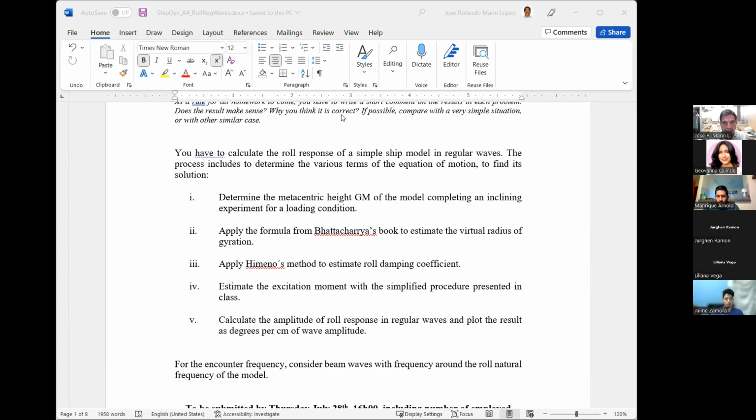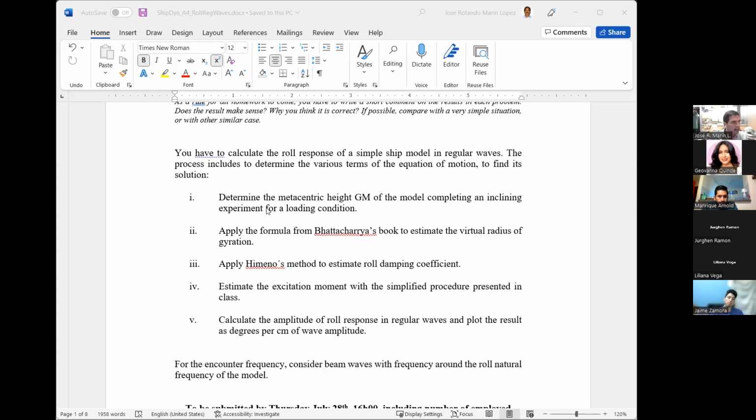The process includes determining the various terms of the equation of motion to find its solutions. So this point here will guide you in the several steps that you have to follow. Okay, go on, please. First, determine the metacentric height GM of the model, completing an inclining experiment for a few loading conditions.